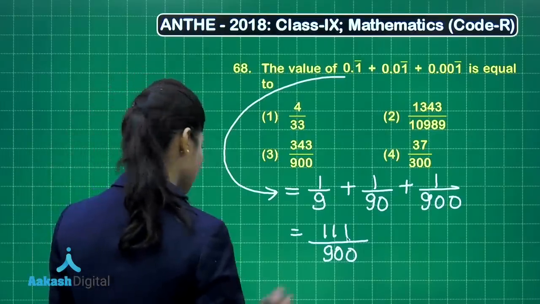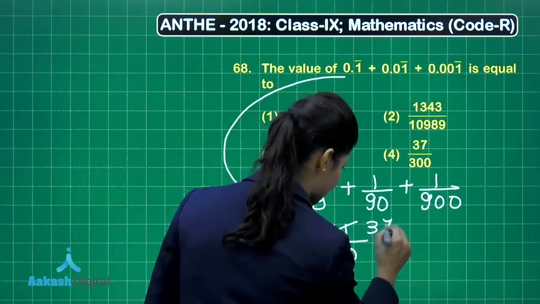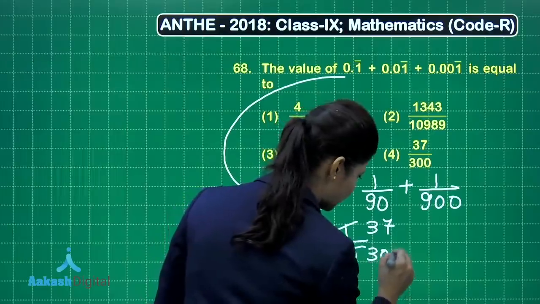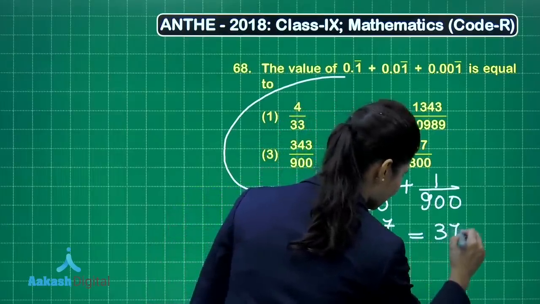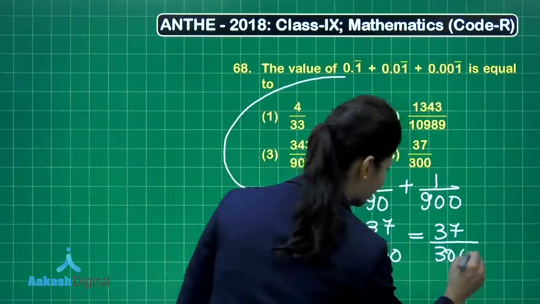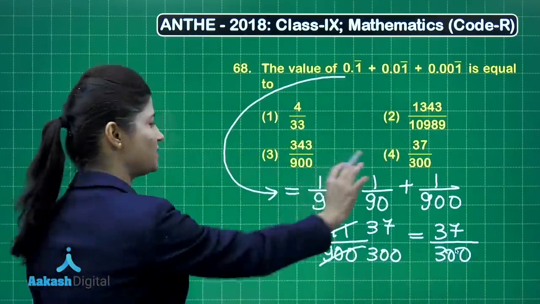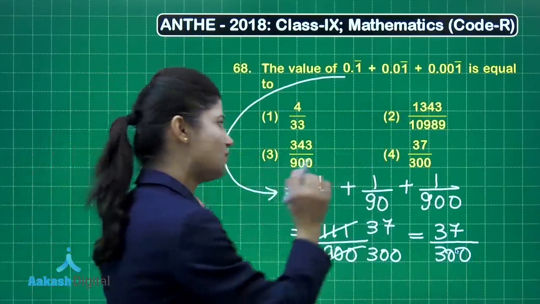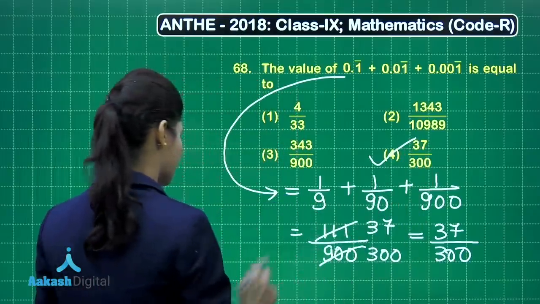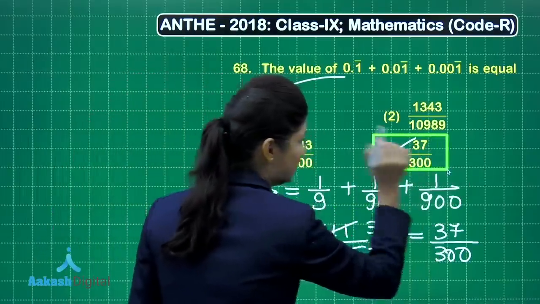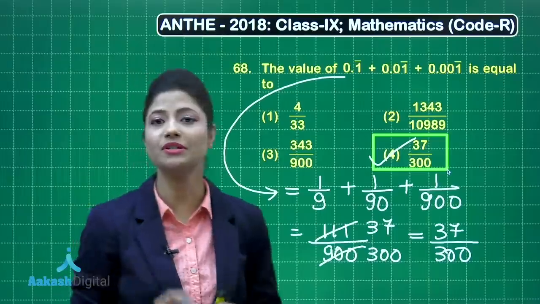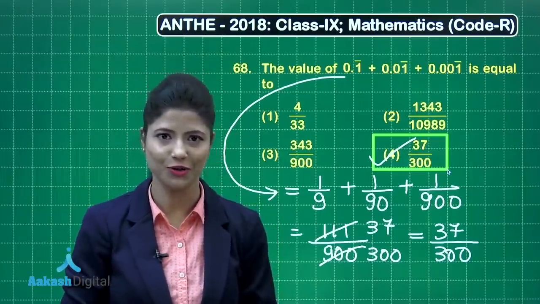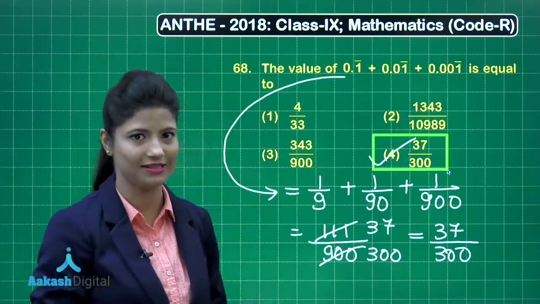So this could be easily simplified by dividing by 3 in both numerator and denominator, giving 37 upon 300. So the correct value of this is 37 upon 300. So the value of this given expression is 37 upon 300. So correct answer is clearly option number 4. I hope it is clear to you. Let's proceed to our next question.